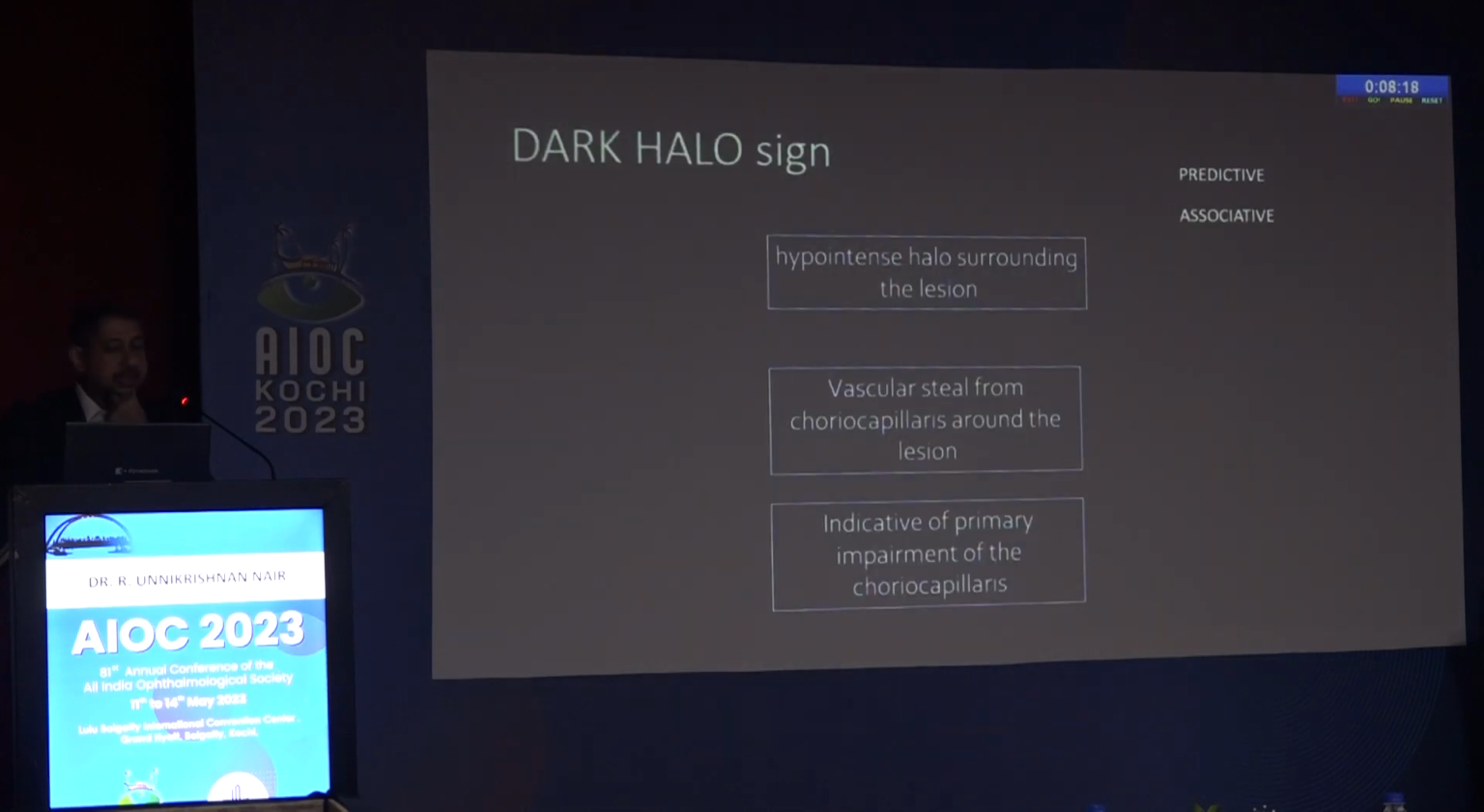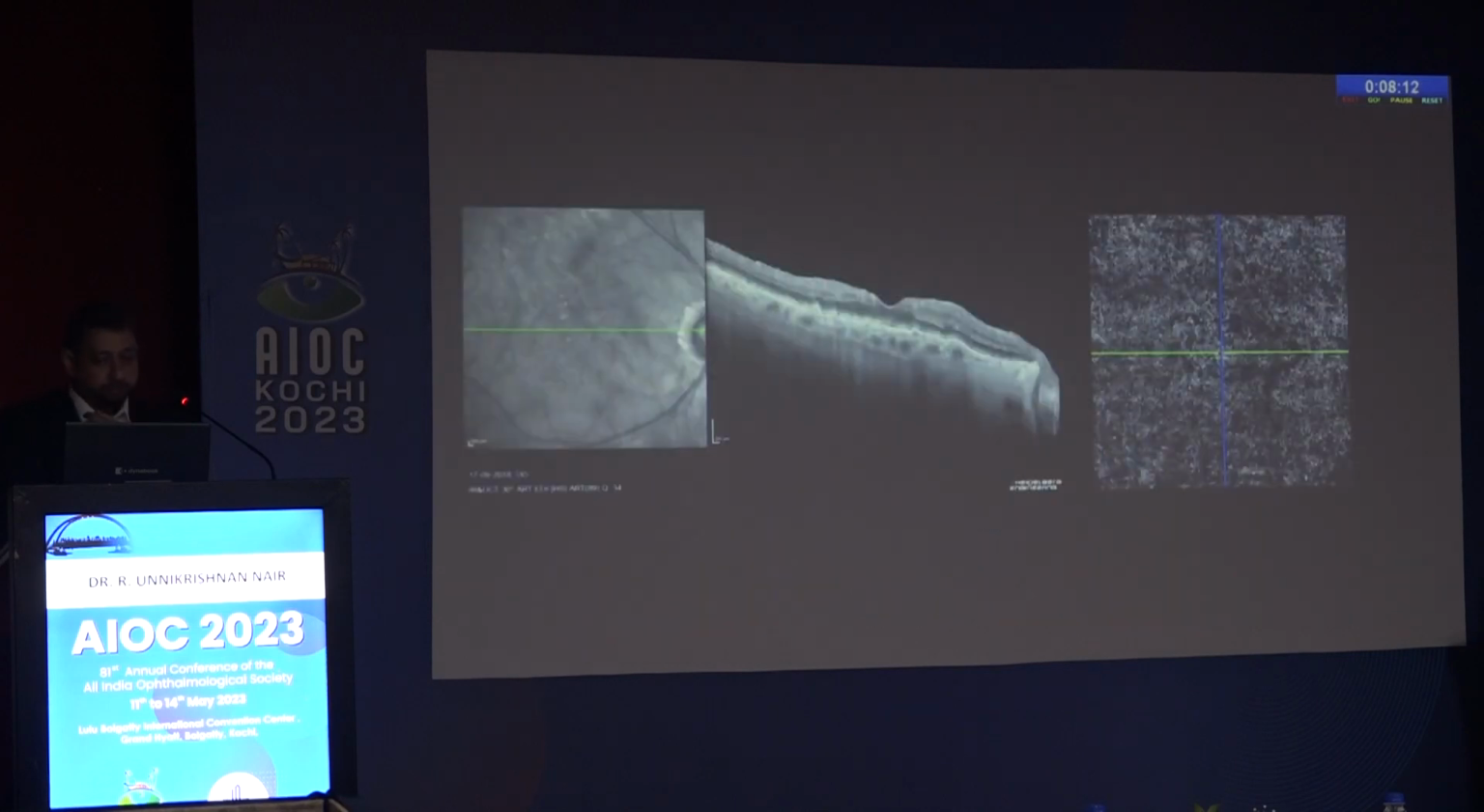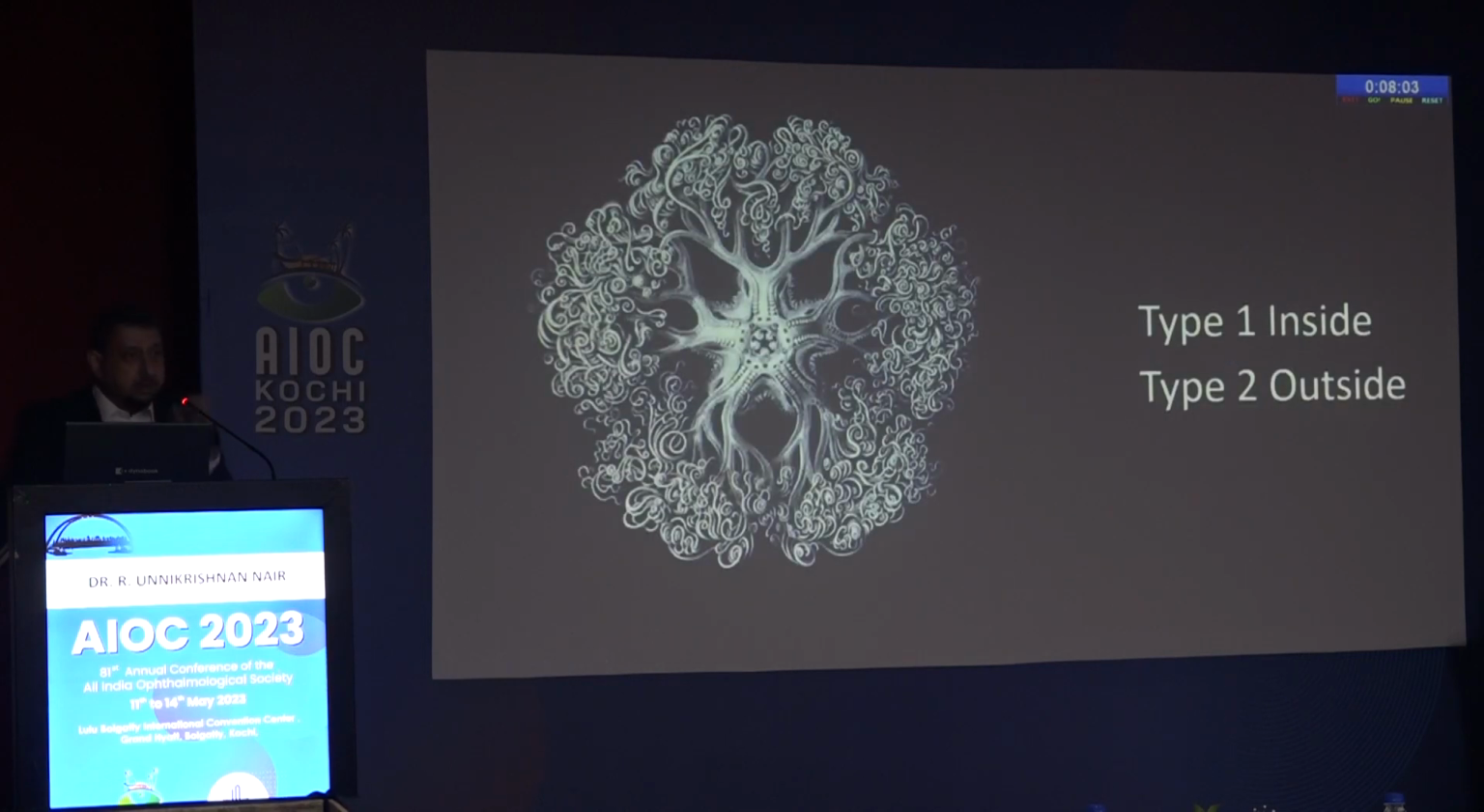The dark halo sign, as I said, is because the lesion steals from the choriocapillaris around the lesion. And you can see it over here. Here you see the lesion, but you see this dark rim going around it, and that is where the steal happens.